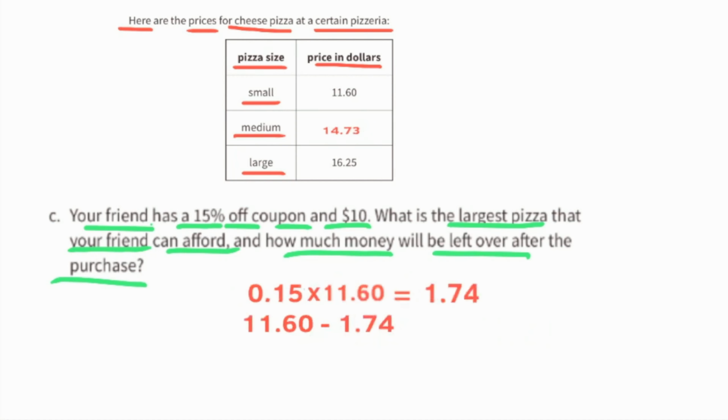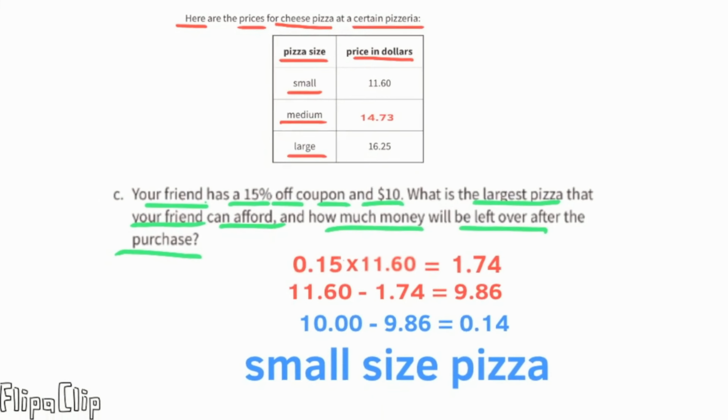So $11.60 minus $1.74 equals $9.86. $10 minus $9.86 equals 14 cents. So the amount of change that they get back would be 14 cents, and the largest pizza that the friend could buy would be the small pizza.